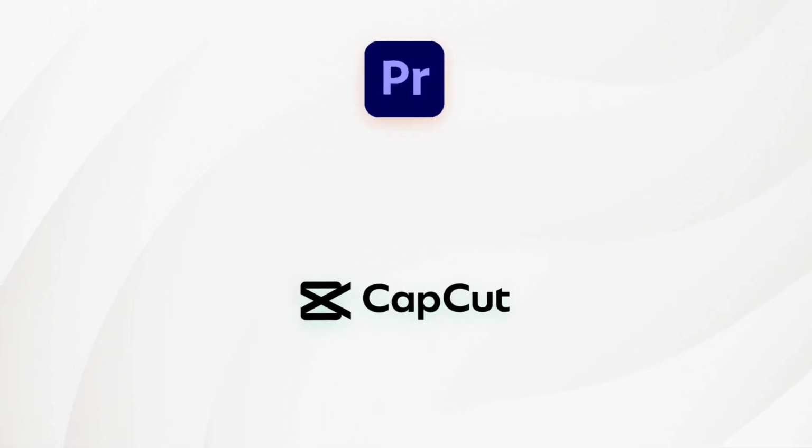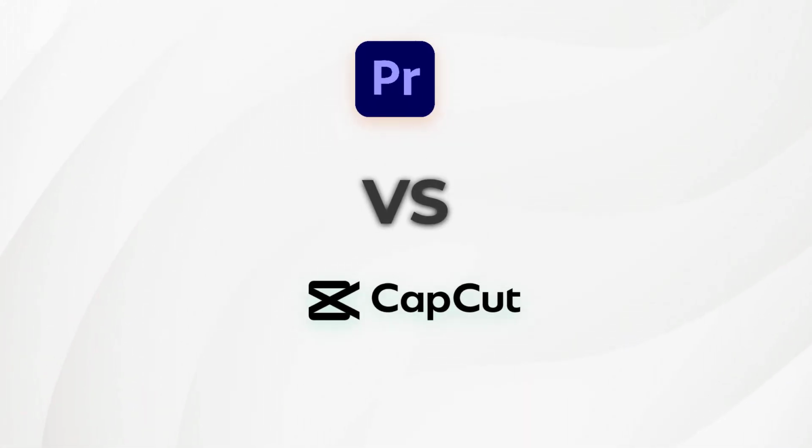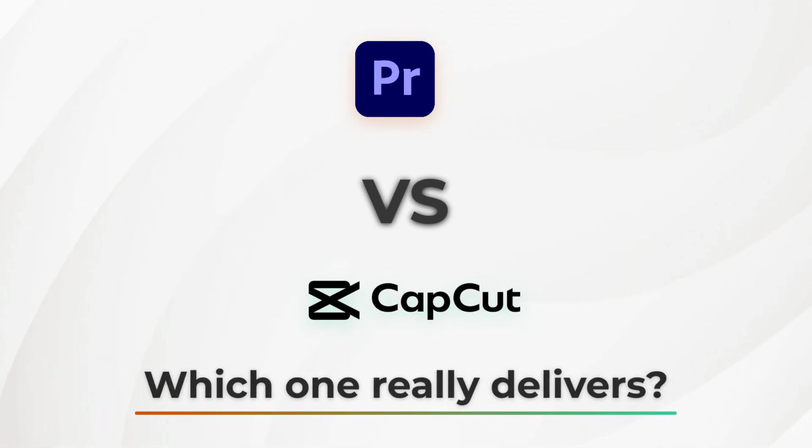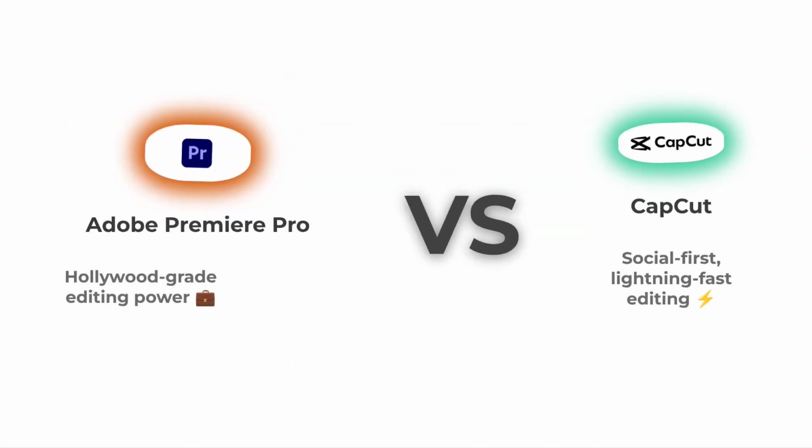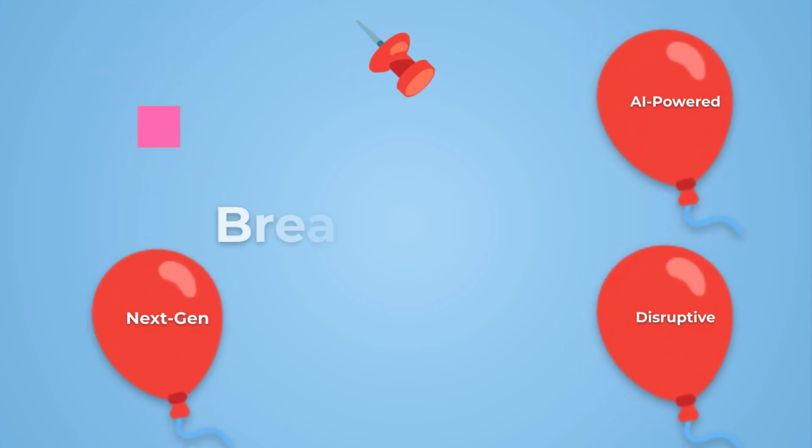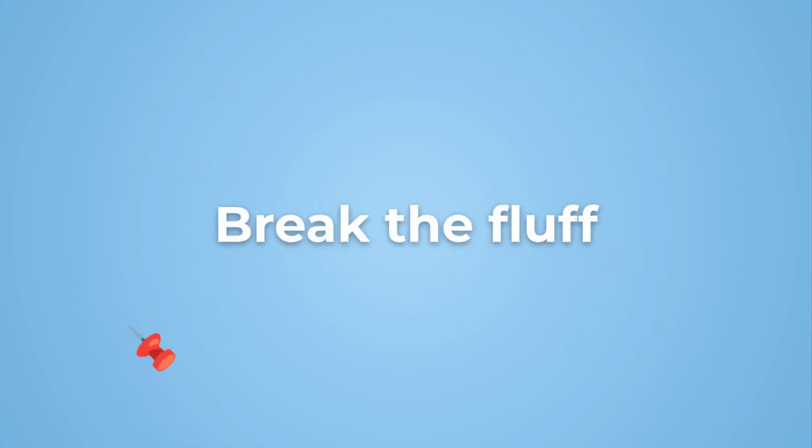Two video editing platforms. One trusted by Hollywood, one crushing it on TikTok. Which one really delivers? On the left, Adobe Premiere Pro, Hollywood-grade editing power. And on the right, CapCut, social-first, lightning-fast editing. Let's skip the buzzwords and cut straight to the real advantages.